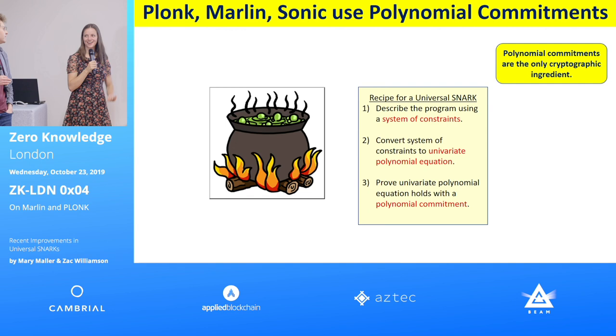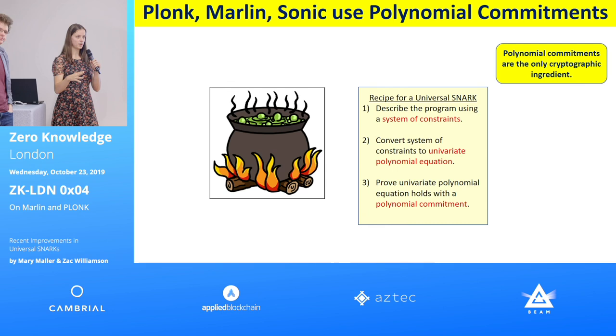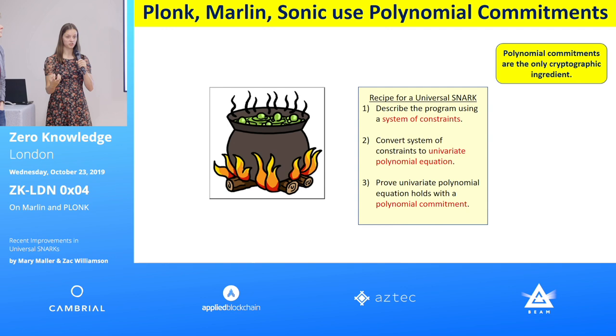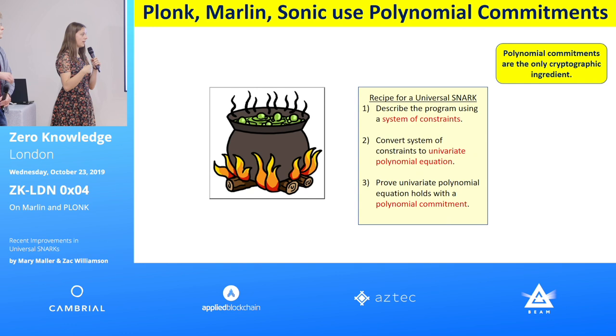When you're building a SNARK, they almost always work in the same kind of way. You start by saying, how can I describe my program as a system of constraints? You next say, given my system of constraints, how can I change these into some kind of polynomial expression? In the case of universal constructions, you need them to be univariate. And then you finally say, given this polynomial equation, how can I verify that it holds? The way we do this in Marlin and PLONK is using a polynomial commitment scheme. And you'll notice that the only thing in all of these three steps that requires any cryptography at all is the polynomial commitment.